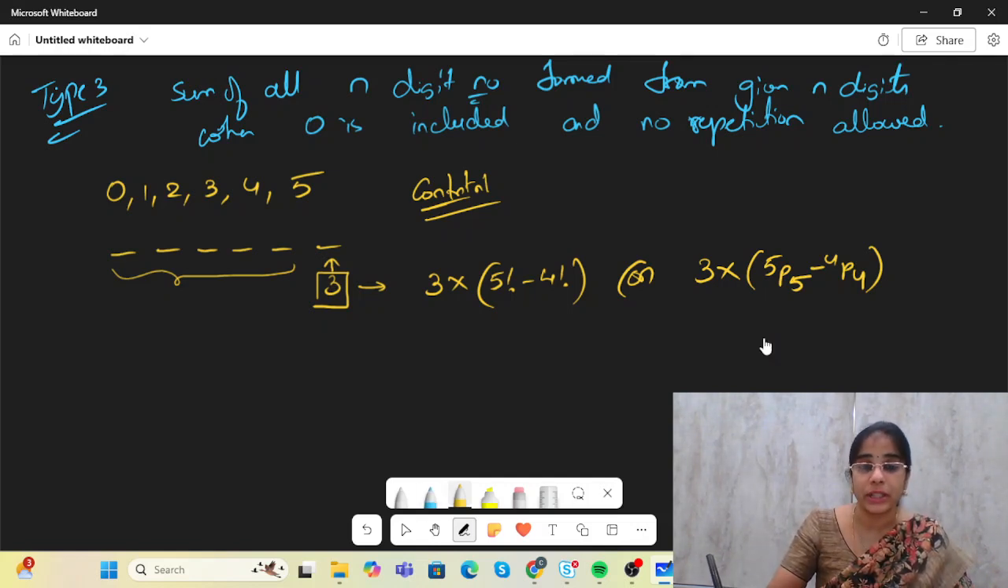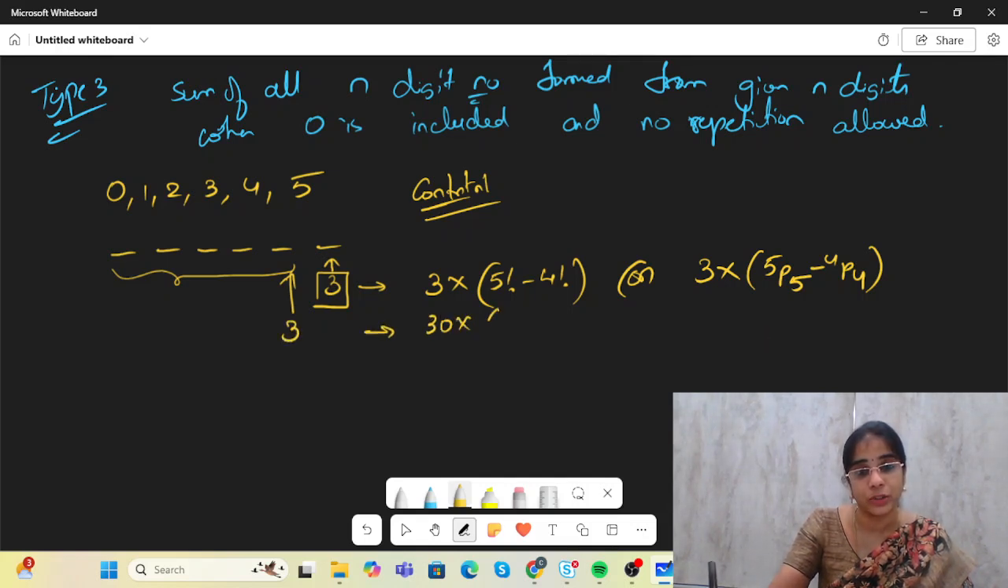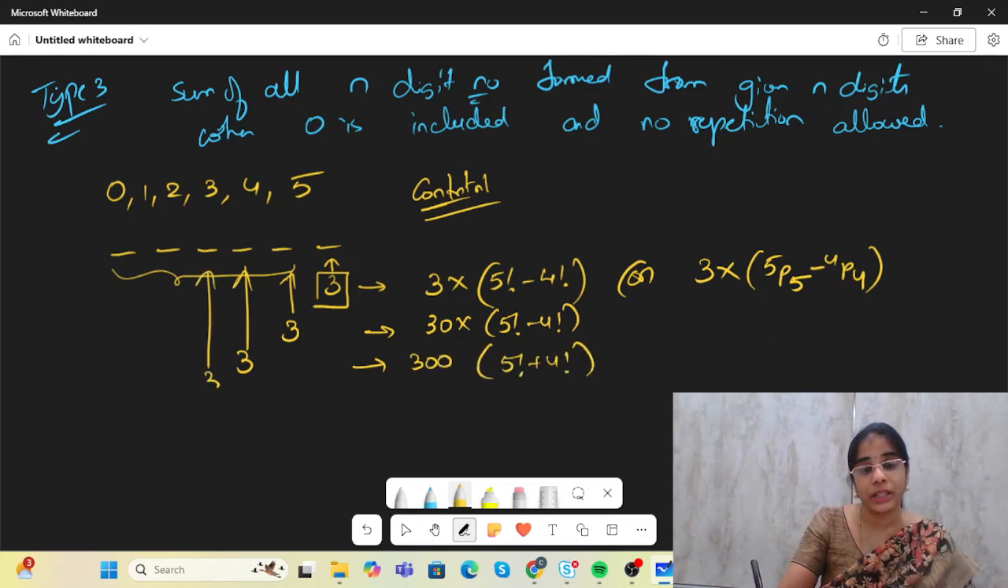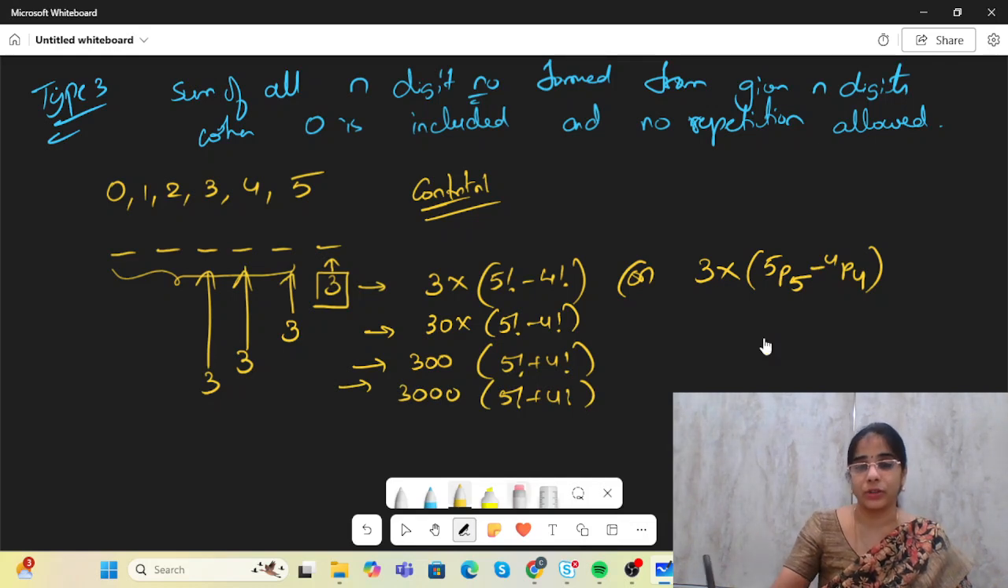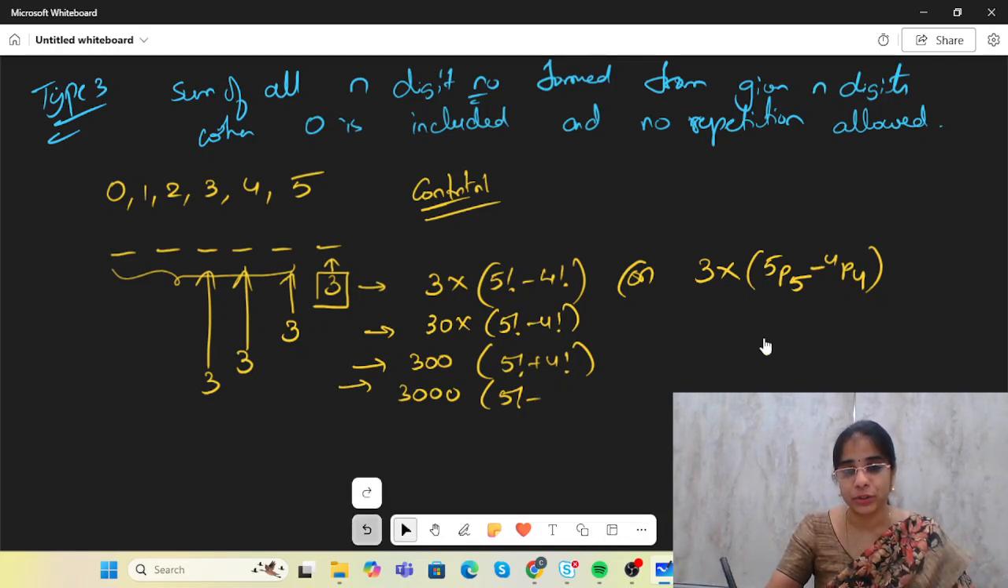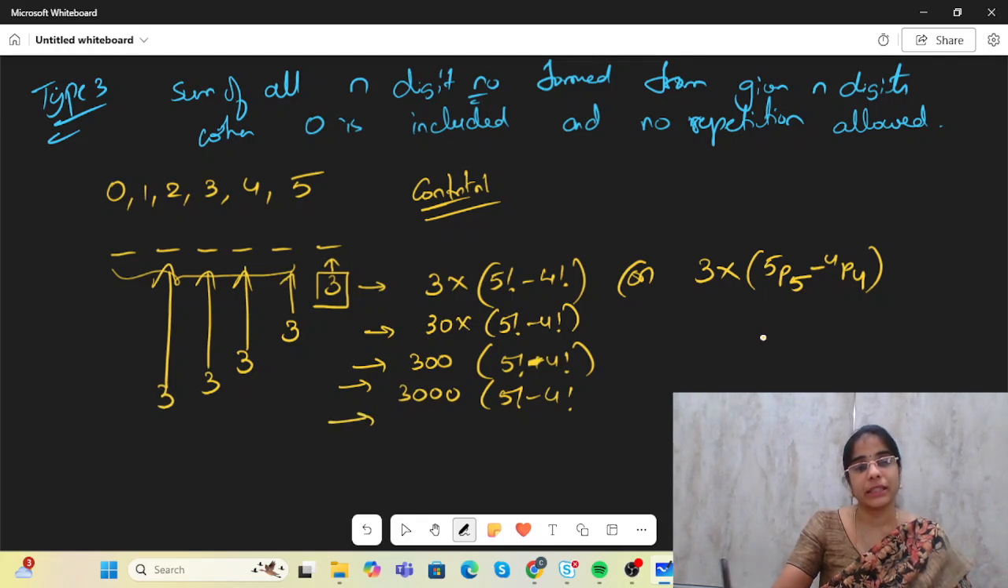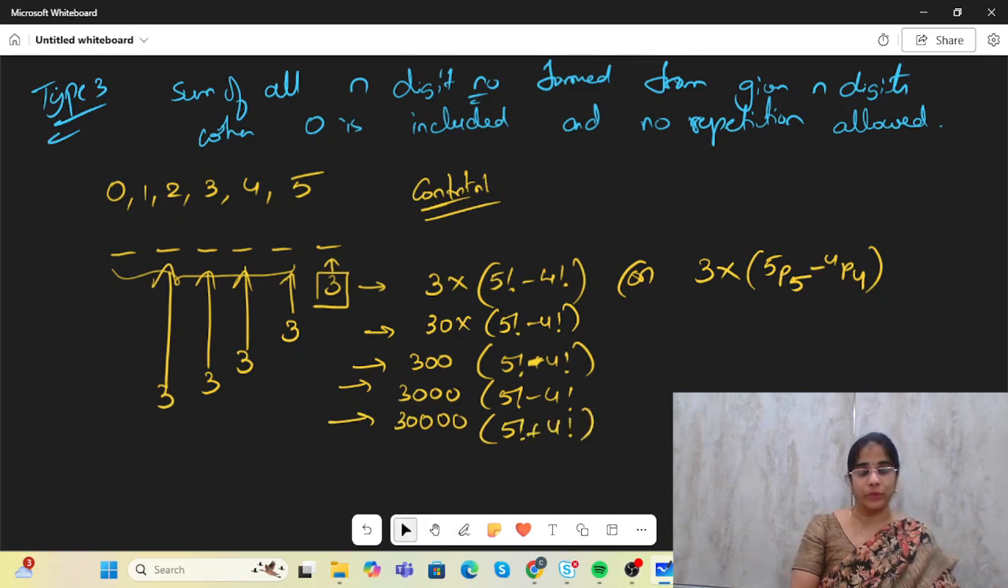Now when I'm talking about 3 in the tens place, right? Same story, 3 in the tens place, that is 30 into again 5 factorial minus 4 factorial. Now 3 in the hundreds place, which is 300 into 5 factorial minus 4 factorial. Now 3 in the thousands place, that is 3000 into 5 factorial minus 4 factorial. Here also I have to take a minus there, right? Now again 3 in the 10,000s place, that is 30,000 into 5 factorial minus 4 factorial, right?